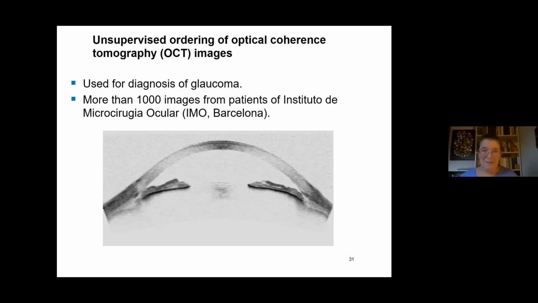Maybe 7 minutes. Yeah. And the last few minutes, I want to show you the second method that we have used for image analysis. This is again retina image, ophthalmic images, but it's a different type of images from the Institute of Microcirugía Ocular in Barcelona, and it's used for the diagnosis of glaucoma.